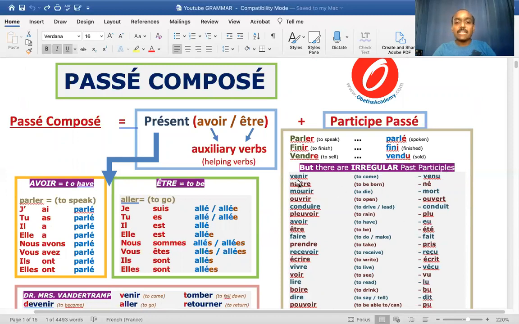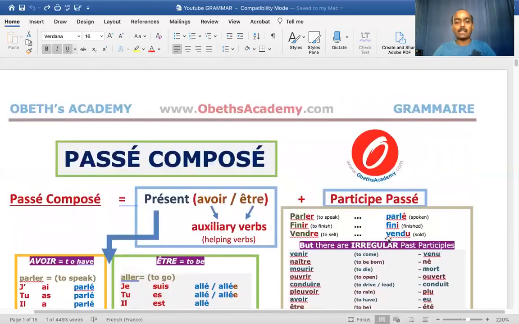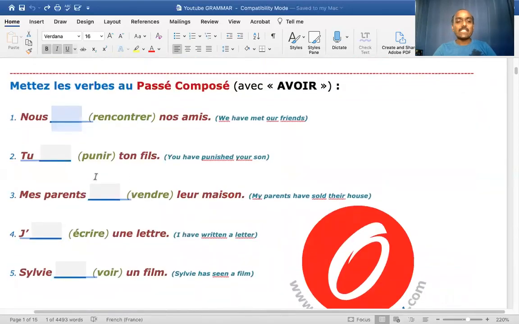So for the verb venir, it ends with ir, but you can't remove ir and put i. You have a special past participle. It is venu. So for certain verbs, we need to learn by heart the irregular past participles. So let's conjugate these 5 verbs in passé composé.